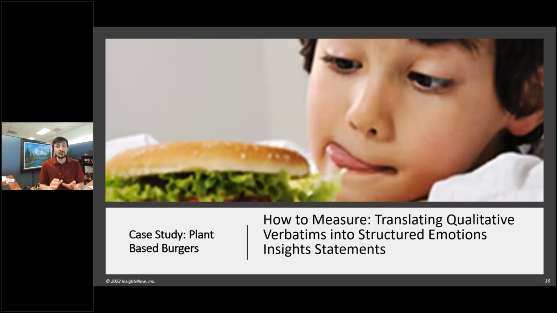So let's go through some examples. The best way to look at this rubric is to see how it comes to life. I'm going to show you how I use it, and we're going to be using a plant-based burger study. We're going to be using some open ends from that, as well as some data from that, and we're going to be talking through how to translate that into structured statements.